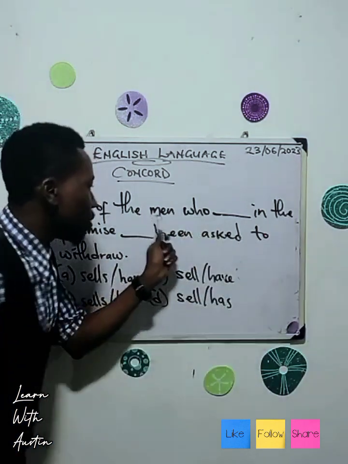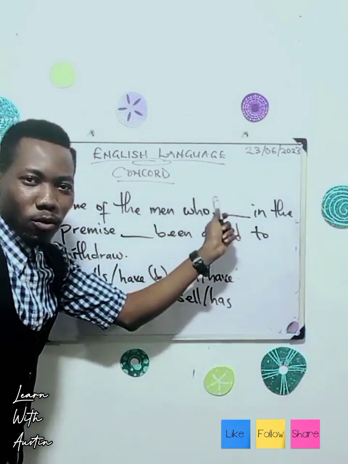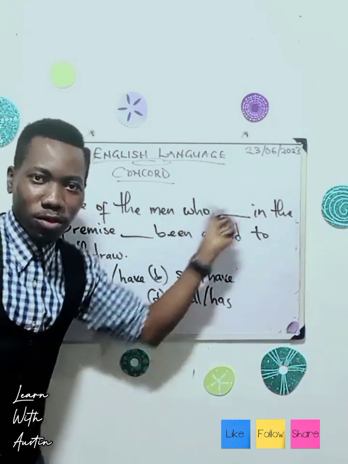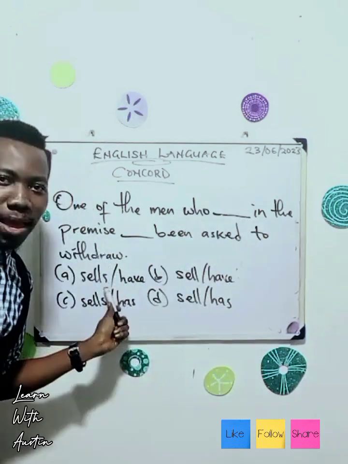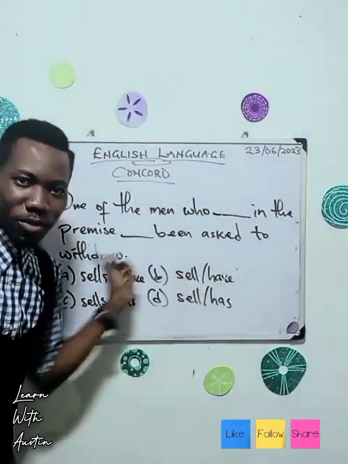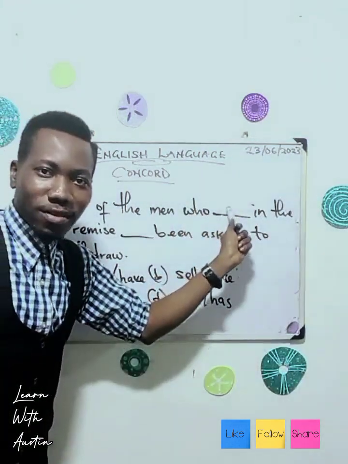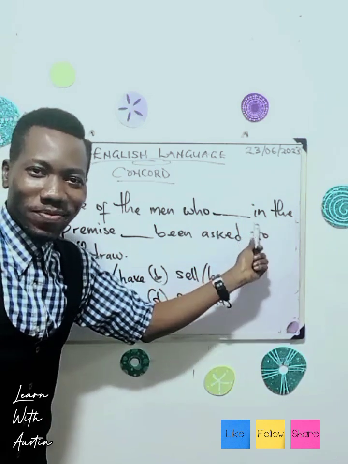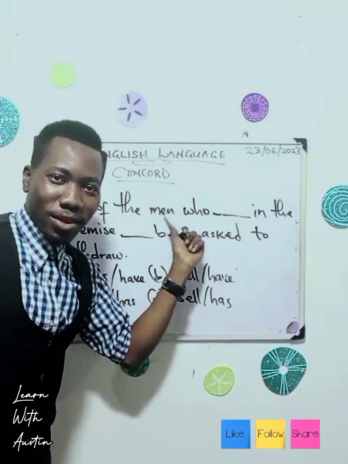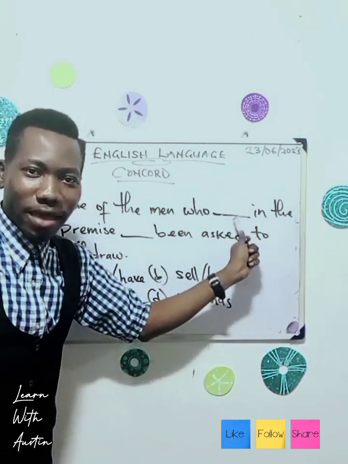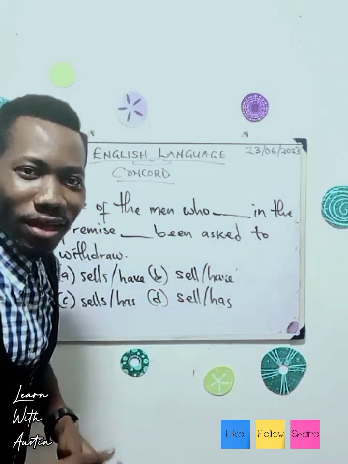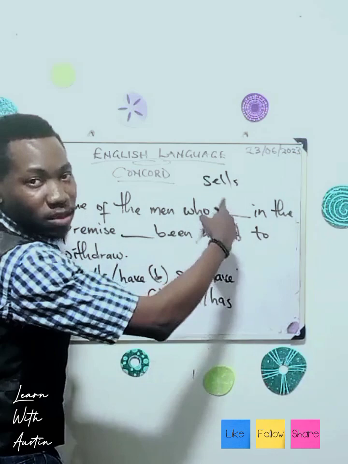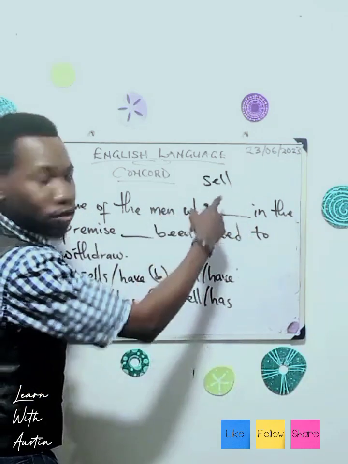So this will determine the verb here. This is plural, which means the verb here will be plural. The men who what? Men who. So this "who" is pointing at "men", so it will determine the verb here. Now, is it men who sells or men who sell? Men is plural, don't forget. So this should be plural. Sells is singular, whenever you have S, this makes it singular. Sell is plural, so you should go with sell.